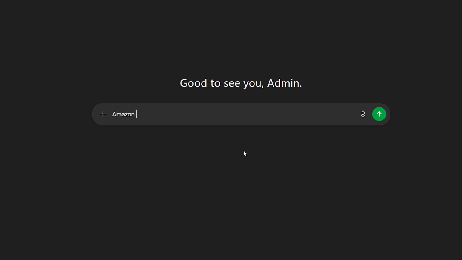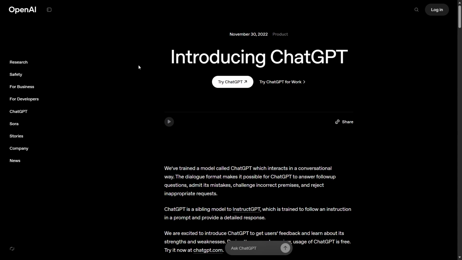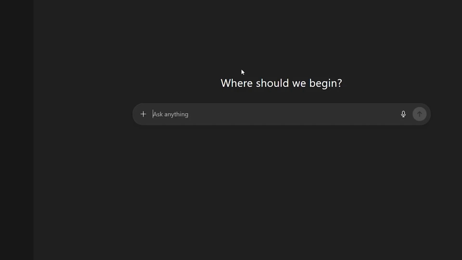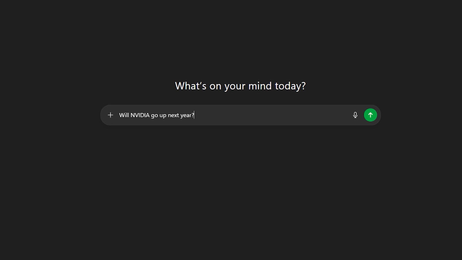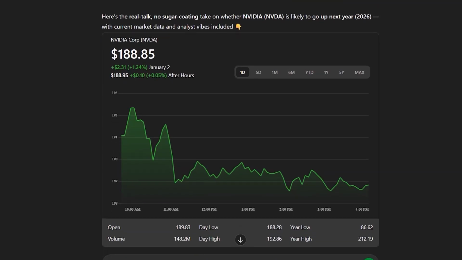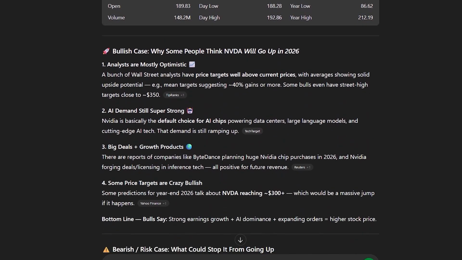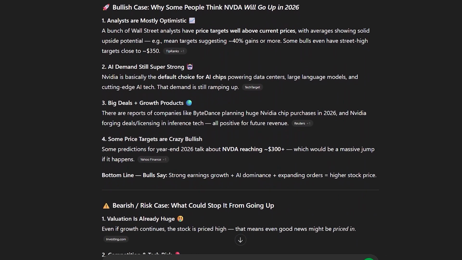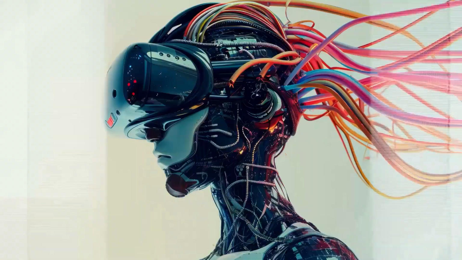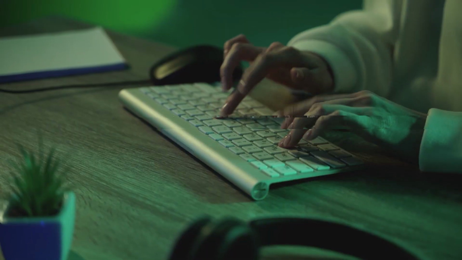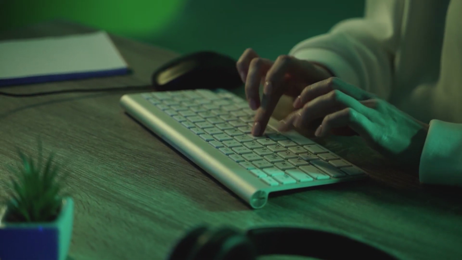Most investors today are using AI completely wrong when it comes to stock analysis. They open an AI tool, type something like, "Is Apple a good stock?" or "Will Nvidia go up next year?" They get a long answer that sounds confident, maybe even convincing, and then they either blindly trust it or completely dismiss AI as useless. The truth is, AI isn't bad at stock analysis. What's bad is how most people are prompting AI.